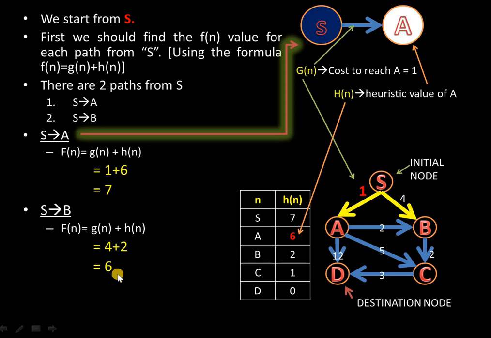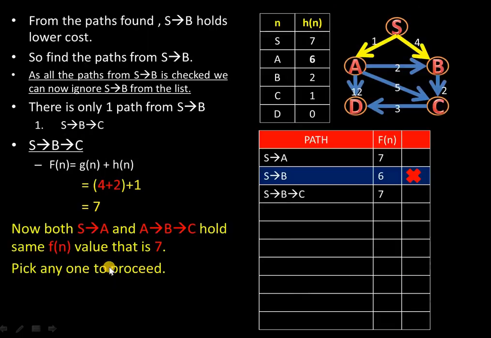And now what I have to do next is pick the smallest among these 2 paths, and from that I have to proceed. And this is the concept. So I found that among these 2 paths, s to a and s to b, I have got s to b as the shortest one. That means it has got value 6 and for this it is 7. So I am picking s to b and I am proceeding with s to b. So from the paths found, s to b holds the lowest cost. So find the paths from s to b. How is it calculated? Let's check.